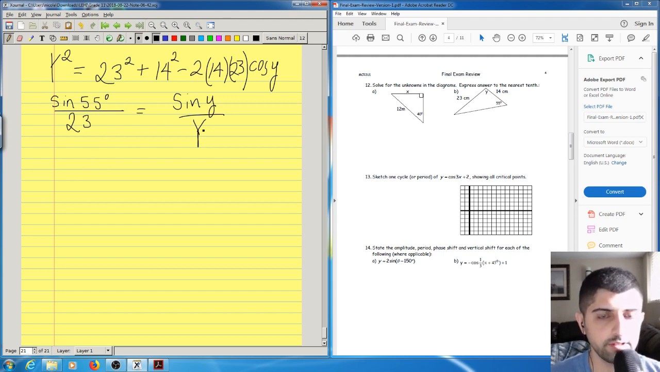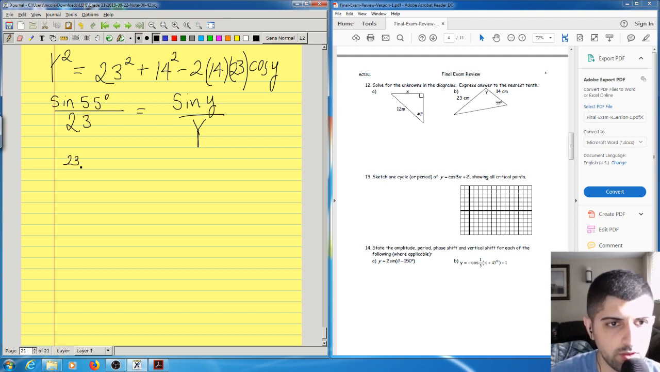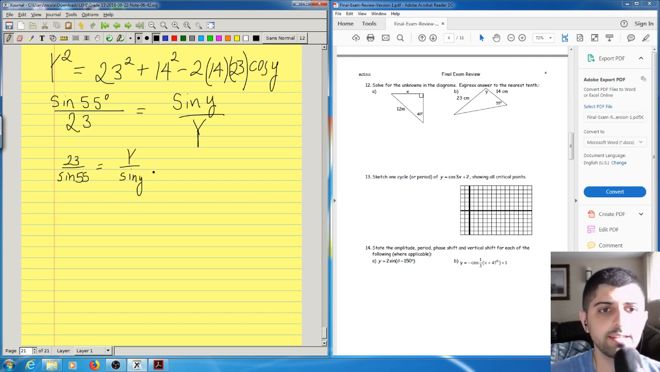So now this is going to be kind of confusing. But when I have an equation, I can reciprocate both sides of the equation. You'll see why that's important. It's going to make life a little bit easier. So I'm going to do that. I'm going to go 23 over sine 55 equals capital Y over sine y. And now I can easily isolate.